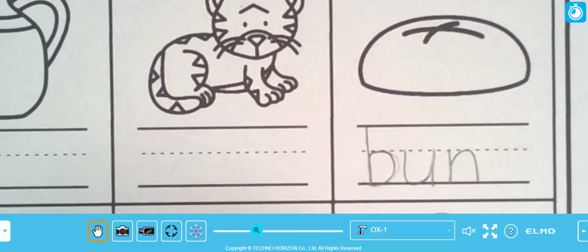I'm going to give you a sentence using this word while you're writing. Okay? So I had a nice, delicious bun for my breakfast. I ate a bun with milk. With a glass of milk, right?